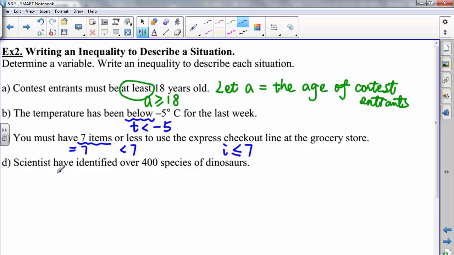D. Scientists have identified over 400 species of dinosaurs. Over means larger than 400. Let's say S represents the species of dinosaurs. So this one means S is larger than or greater than 400.